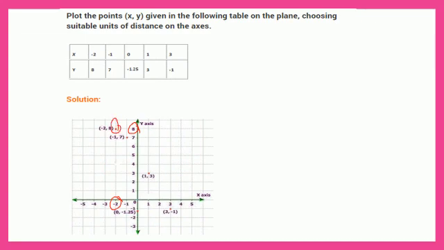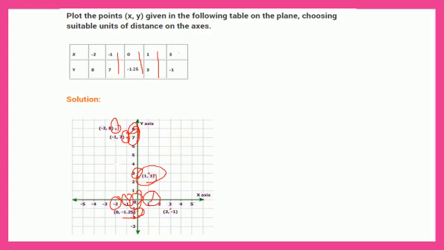Then second point minus 1 comma 7. So the x-axis value is minus 1 and the y-axis value is 7. So the point will come here, minus 1 comma 7. Then third point 0 comma minus 1.25. So 0 is here and the y-axis point is here, minus 1.25. So the point will come here, 0 comma minus 1.25. Then fourth point 1 comma 3. So the x-axis value is 1 and the y-axis value is 3. So the point will come here, that is 1 comma 3.